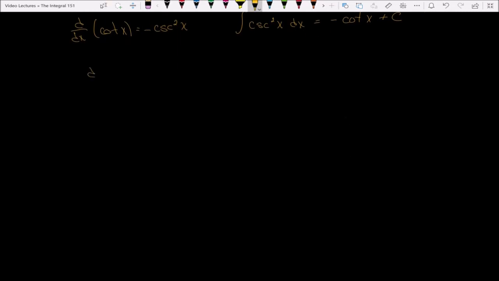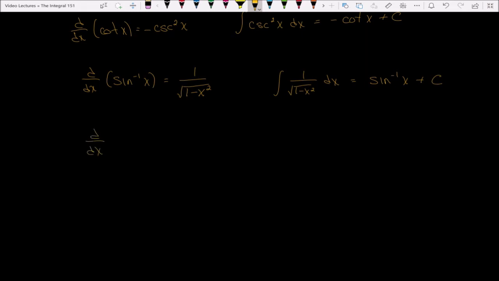Recall that the derivative of the inverse sine was 1 over the square root of 1 minus x squared. This would mean that the antiderivative of 1 over the square root of 1 minus x squared is the inverse sine. The derivative of the inverse tangent is 1 over x squared plus 1. So the antiderivative of 1 over x squared plus 1 is the inverse tangent.